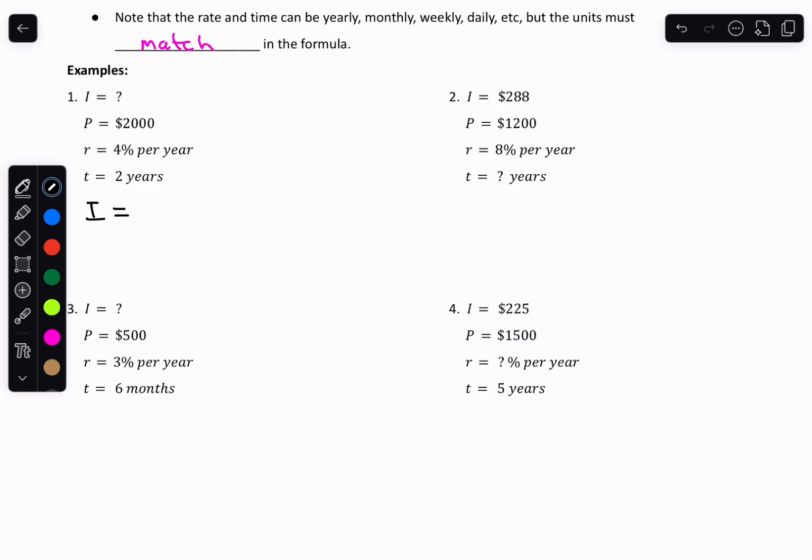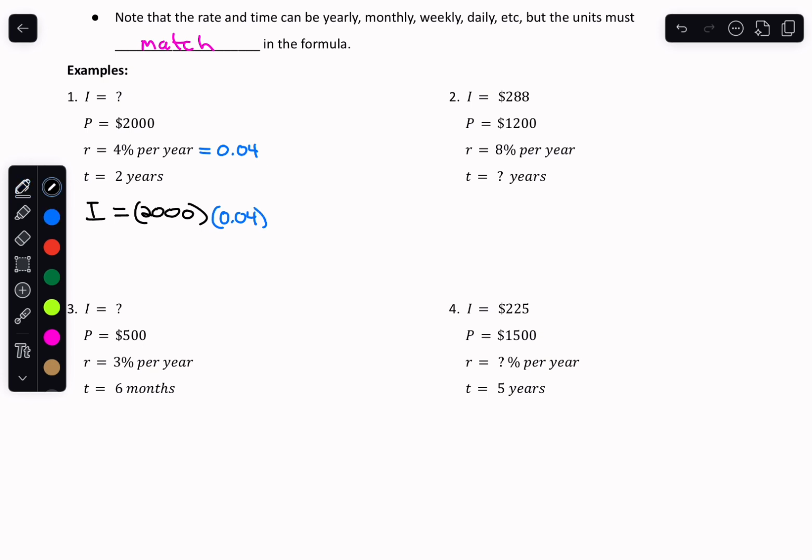So I equals, and then we're going to plug in 2000 for P. We're going to convert 4% into a decimal. So 4% is equivalent to 0.04, okay, because it's 4 over 100. So I'm going to put in 0.04 for that R value.